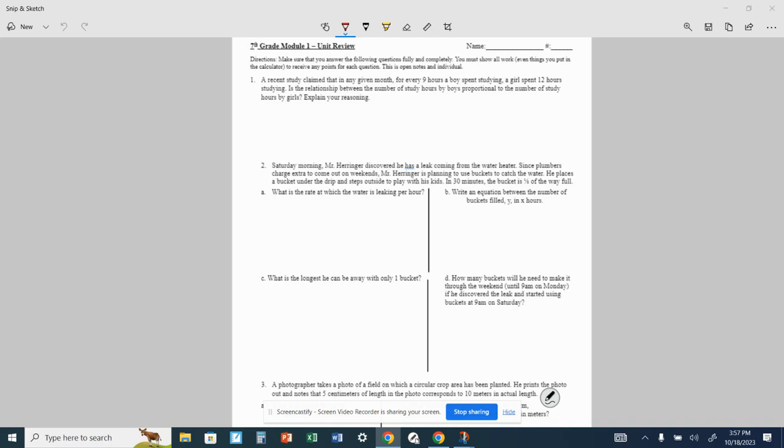Right? It's open notes, it's individual. This is just like what your unit test will look like, with those same directions. So make sure that you're writing stuff down. No work, no points. So you need to make sure you're showing your work.